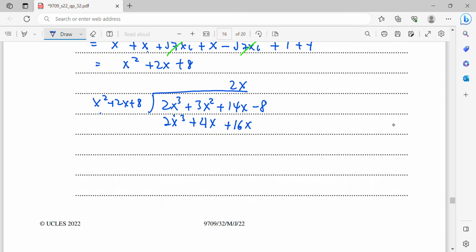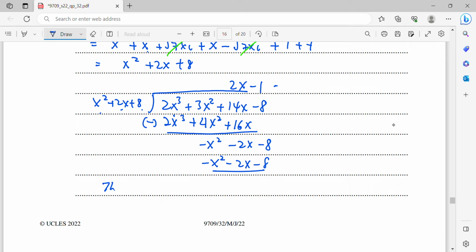When you multiply 2x to all these terms, then you subtract. 3x squared minus 4x squared is minus x squared. 14x minus 16x is going to be minus 2x. Then bring down the minus 8 and multiply by minus 1. So here minus x squared minus 2x minus 8. So from here, I know that's my factors. Another factor is this, 2x minus 1.